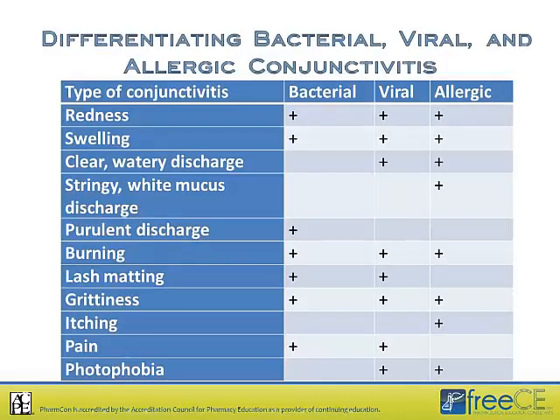This next slide, we have a chart differentiating between the bacterial, viral, and allergic conjunctivitis. And it's the discharge that really seems to separate them. For the viral and allergic conjunctivitis, it can be clear and watery. However, if it's stringy, white, and very thick and mucousy, that could be allergic. If it's very purulent, that's going to be bacterial. If we notice that burning and redness is common along with swelling for all three of the conditions, this chart should be very useful for you in helping you differentiate between allergic or bacterial or viral.